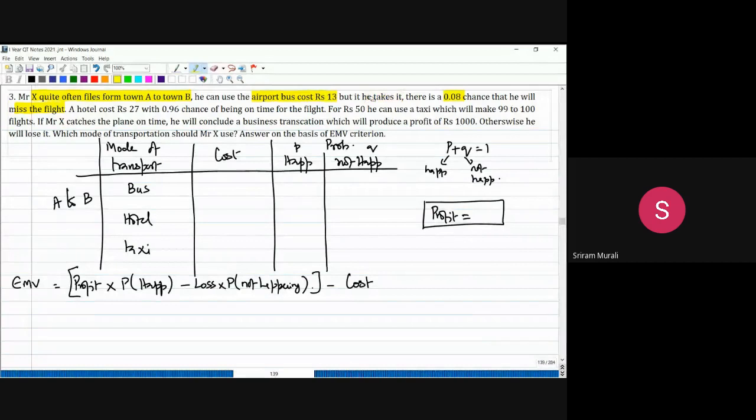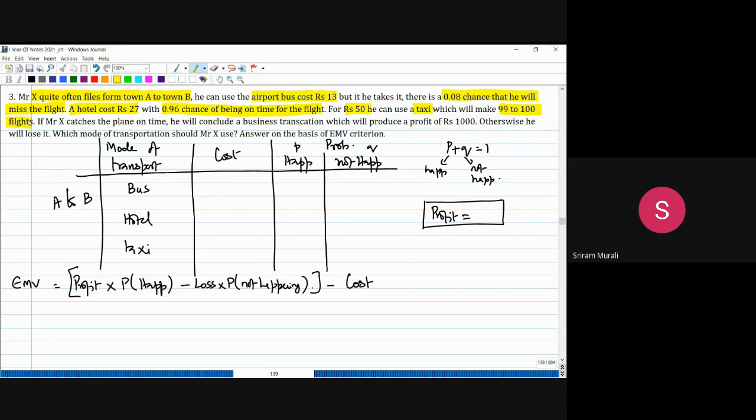Oh, I'm sorry, I misinterpret. He can choose airport bus, cost is 13 rupees, but he takes it. Which one he takes it? Airport bus. There is a chance 8% that he will miss the flight. So 8% is for missing the flight. And then hotel cost is 27 rupees. The chance of being on time will be 96% for the flight. And rupees 50, he can use taxi, which will make 99 to 100% on time.